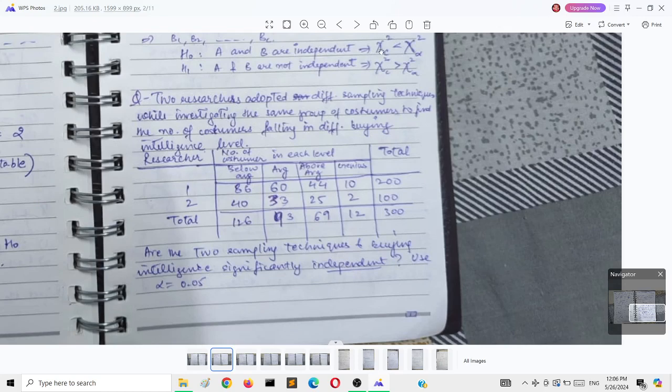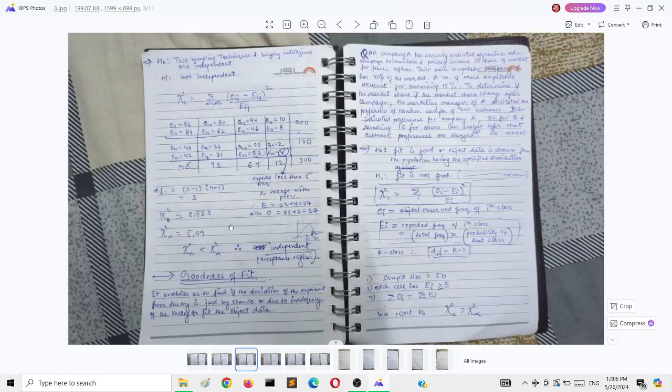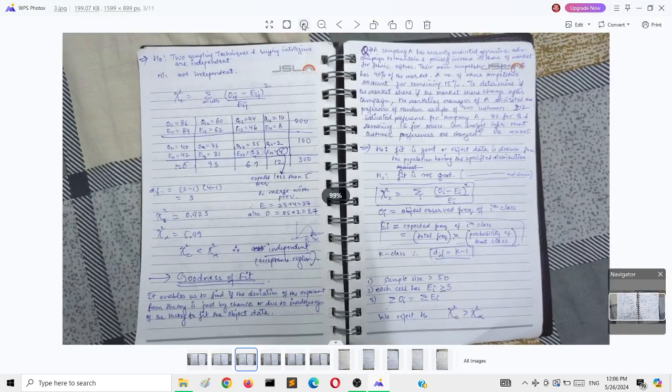So it means that we need to calculate the chi-square value and check for independence according to this condition: if the computed value comes out lesser than the critical value, it means they are independent. If it comes out greater than the critical value, it means they are not independent, right? And the significance level alpha is given to be 0.05, right? Okay, so let's go further.